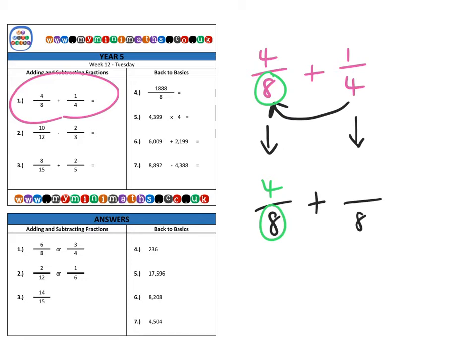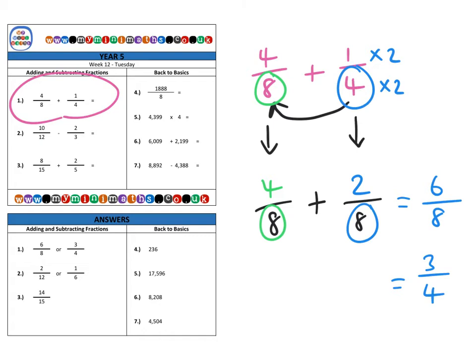Now over here, we have a 4, and we've changed it into an 8. So to make sure that they remain the same value, equivalent, we're going to times it by 2 to make the 8. And we need to do the same at the top. So I have a numerator of 2. So 4/8 add 2/8 gives us a final answer of 6/8. And you could also give it as 3/4 in its simplest form.